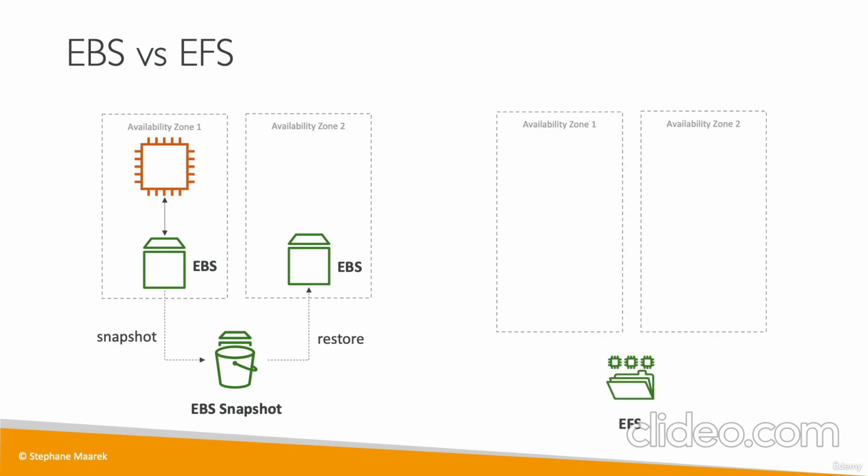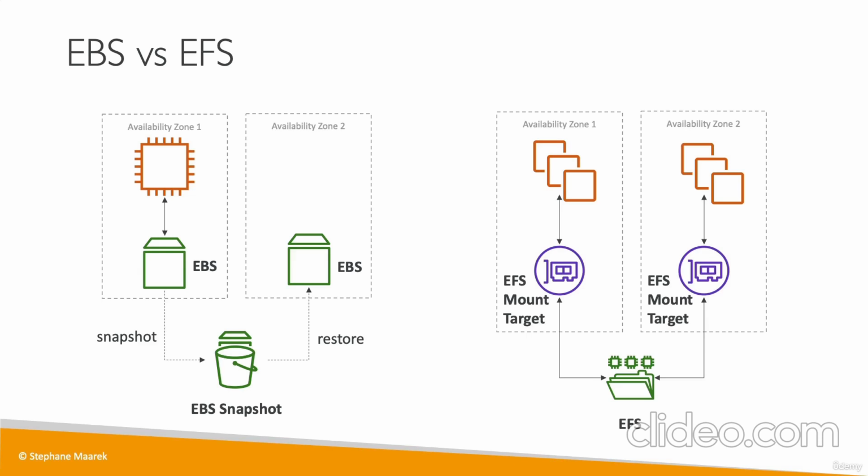EFS is a network file system. That means that whatever is on the EFS drive is shared by everything that is mounted to it. So what does that mean? Say we have many instances in availability zone 1, or many instances as well in availability zone 2. At the same time, all these instances can mount the same EFS drive using a mount target, and they will all see the same files. So that makes it a shared file system. Hopefully that makes it a very easy way to understand the difference between EBS and EFS, and this is something that the exam will test you on.